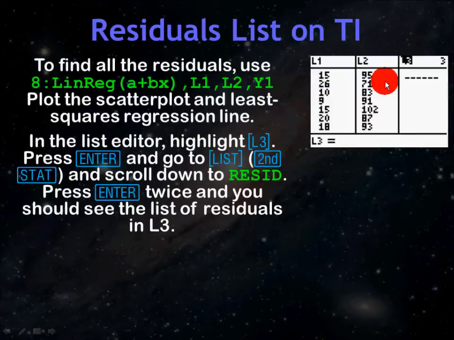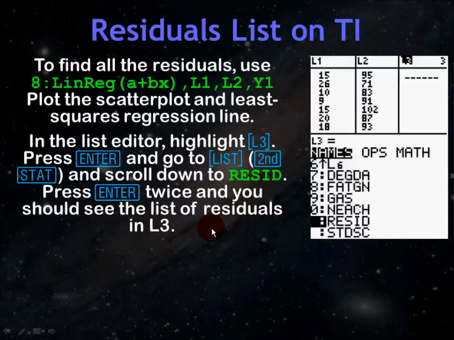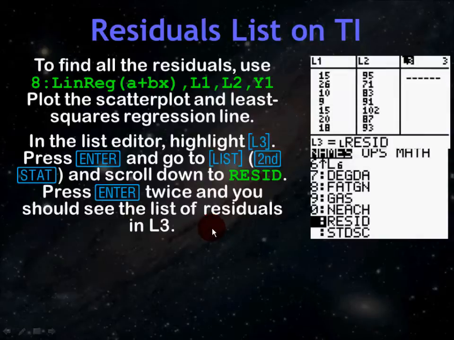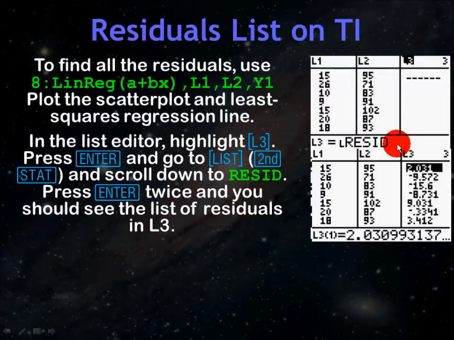Now, in the list editor, highlight list 3. You have to do this part first, otherwise this part won't work. Press enter to go to list, which is the second step button, and scroll down to resid. Press enter twice and you should see the list of residuals in L3. So there it is. And you can see the residual list is 2.031, which matches the residual we got on the previous screen.